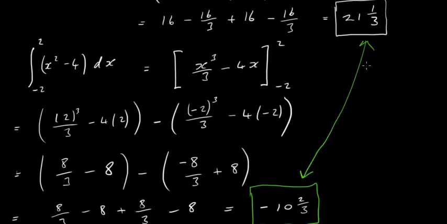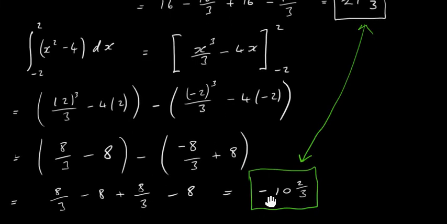Now remember, you can't have a negative area here, so I've got to change this to a positive number. What I could have done from the start is just take the modulus of the integral the whole way along. So the modulus of this here is simply equal to 10 and 2/3. That's the actual area, 10 and 2/3 units squared.